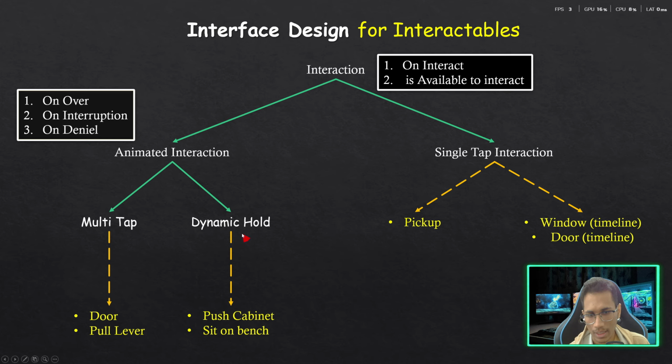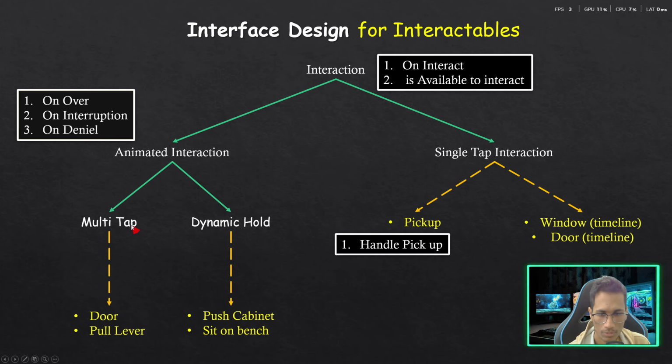In case of multi-tap and dynamic hold, these three play a major role. We have multi-tap, so you will have tap. In the dynamic hold, you will have hold interact, which is something you have already done. In case of pickup, you will do handle pickup. So if any interactable has to become a pickable or pickup, then they should have this handle pickup functionality.